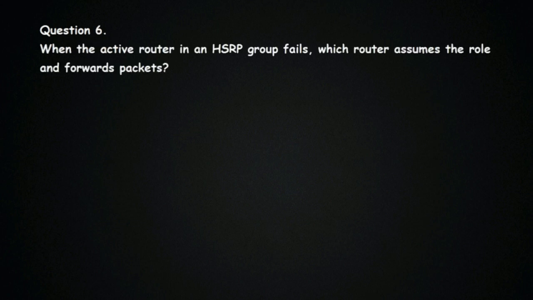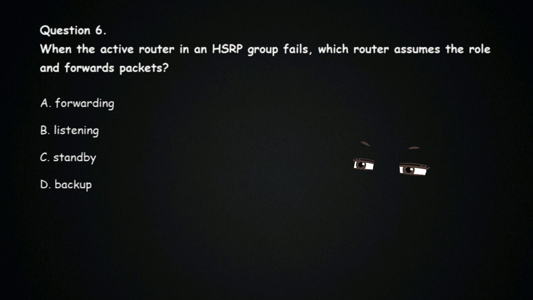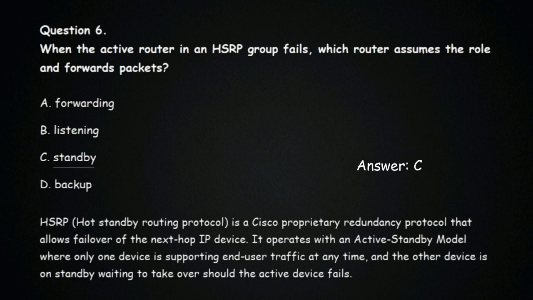Question 6. When the active router in an HSRP group fails, which router assumes the role and forwards the packets? Correct answer is C. Standby. HSRP is a Cisco proprietary redundancy protocol that allows failover of the next hop IP device. It operates with an active standby model where only one device is supporting end user traffic at any time, and the other device is on standby waiting to take over should the active device fail.